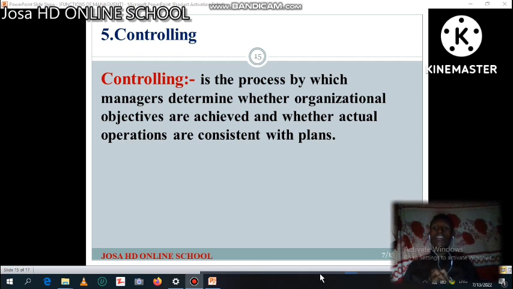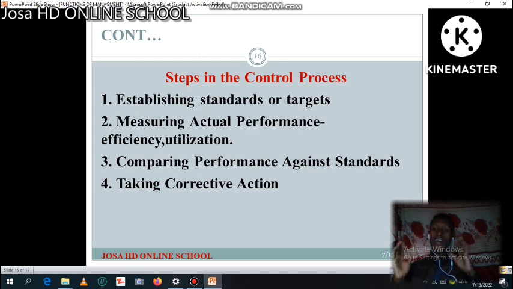The fifth and last function of management is controlling. Controlling is the process by which managers determine whether organizational objectives are achieved and whether actual performance is consistent with the plan. After passing the four functions of management, controlling is the last step.